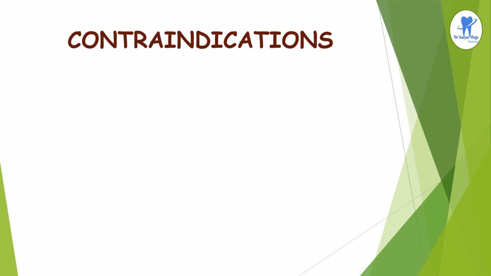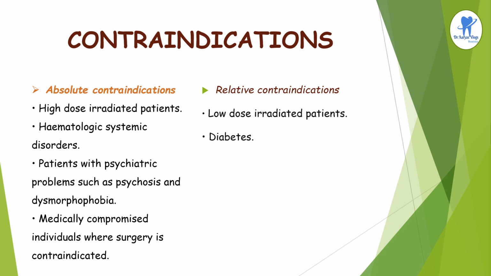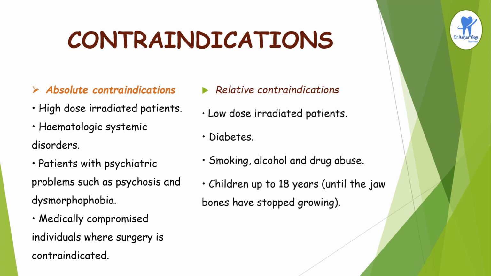Let's see what are the contraindications for a dental implant. The contraindications may be absolute and relative. What are the absolute contraindications? High dose irradiated patients, hematologic systemic disorders, patients with psychiatric problems such as psychosis and dysmorphophobia, medically compromised individuals where surgery is contraindicated. And the relative contraindications are low dose irradiated patients, the patient having diabetes, smoking, alcohol, drug abuse, children up to 18 years until the jaw bones have stopped growing, and finally pregnancy. So these are the various contraindications.